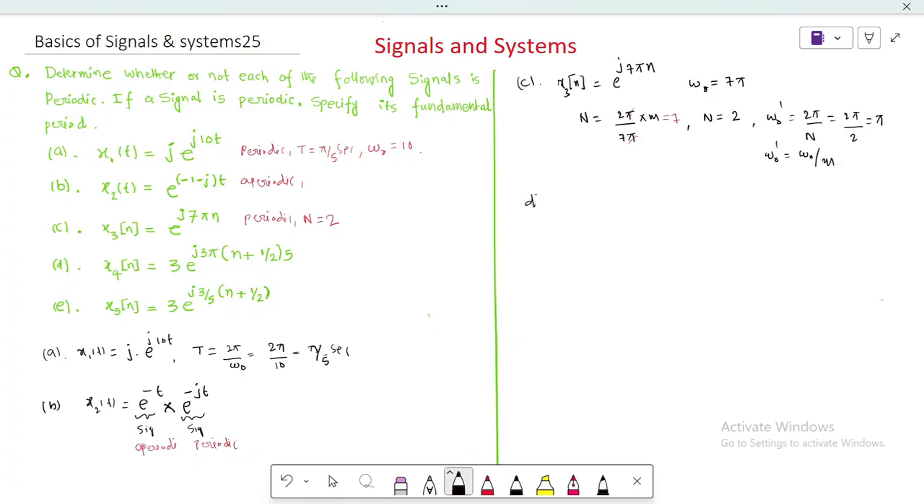So next problem, x4 of n equals 3 into e power j3 pi n into e power j3 pi into 5 by 2. So this is the constant.